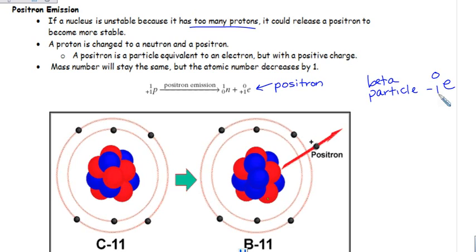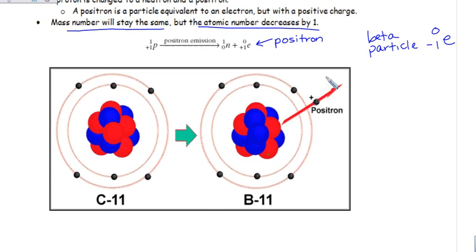So if we change a proton into a neutron, and then we emit this positron, the mass number will stay the same. We're forming a neutron, but it has about the same mass as the original proton. But now the atomic number will decrease by 1. Atomic number is the number of protons. So now if I have 1 less proton, the atomic number will go down by 1.